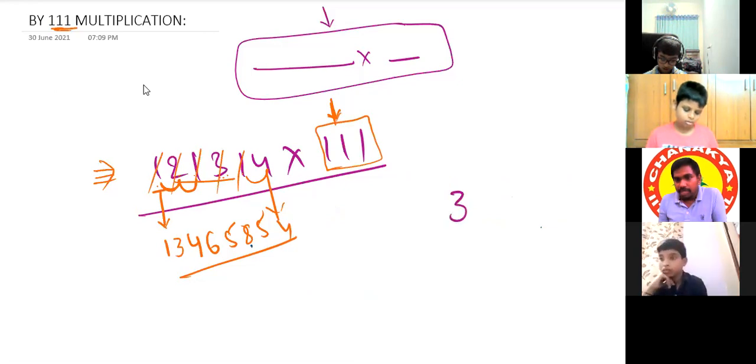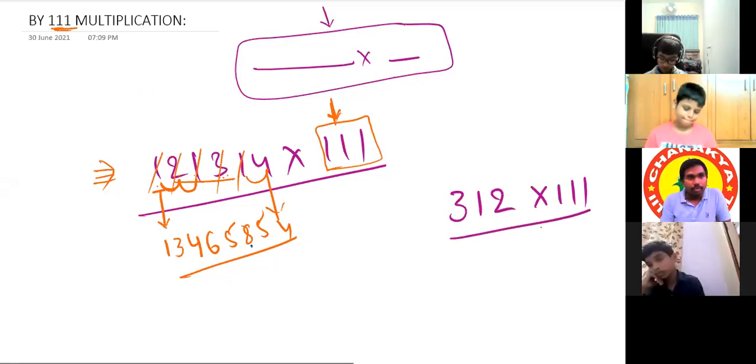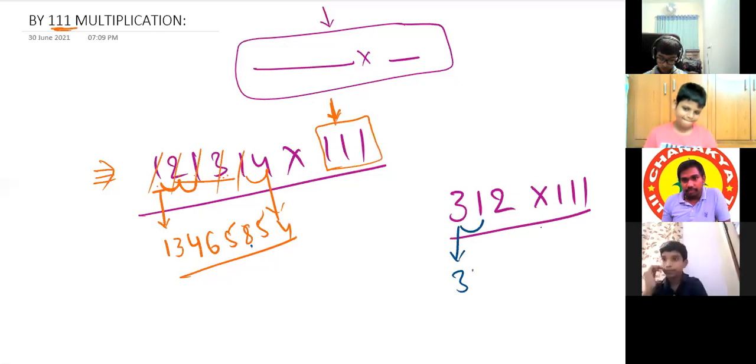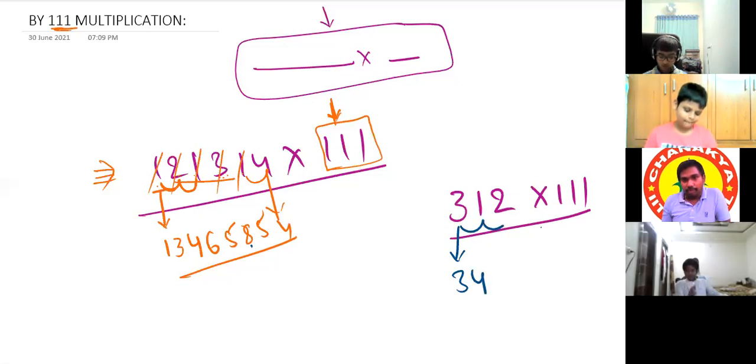Some 312, is it okay? Yes, sir. 1, 1, 1. First take 3 as it is. Next, 3 plus 1 is 4. Again, 3 plus 1 plus 2 is 6. So with that, 3 digits are over.